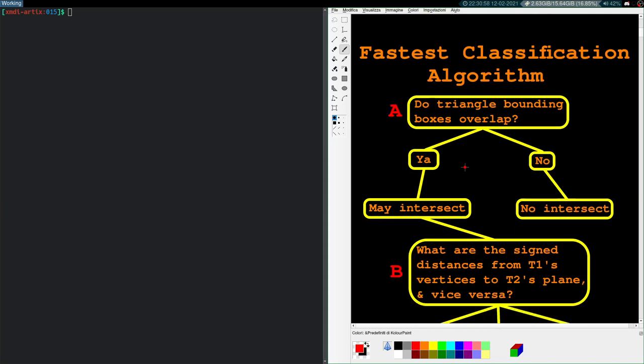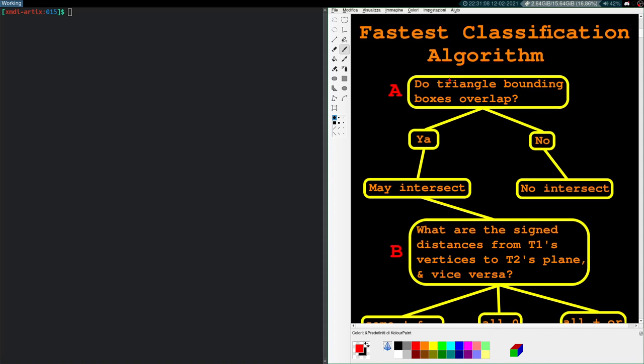So what is the fastest classification algorithm? Now, this may not be the fastest overall. It's the fastest one that I'm aware of. It has three different steps. So step A is to check if the triangle bounding boxes overlap. This is how you can filter out the vast majority of faces that just don't intersect.